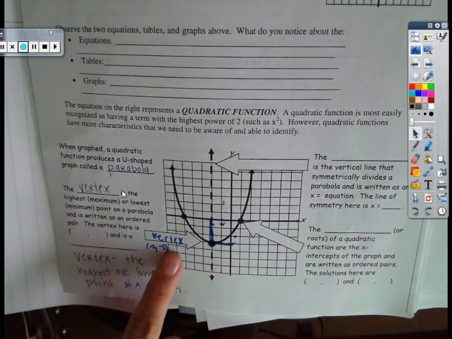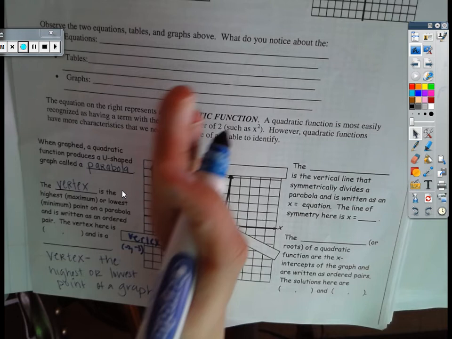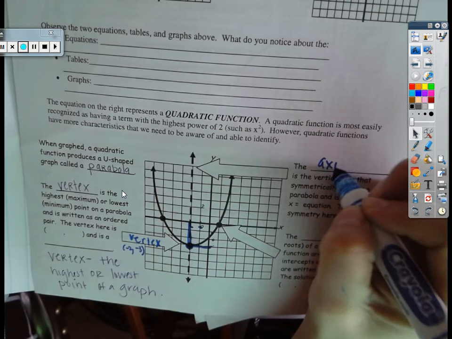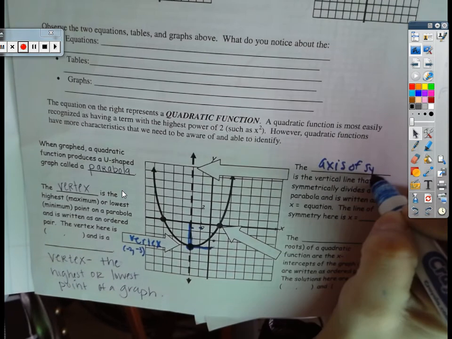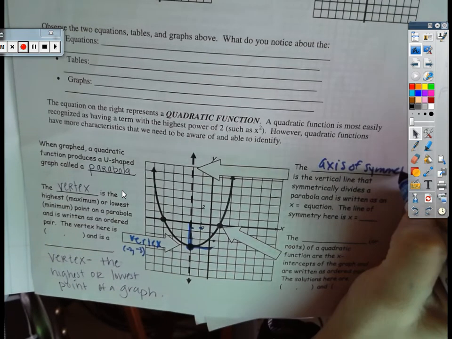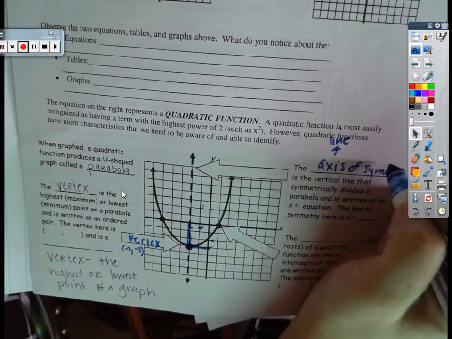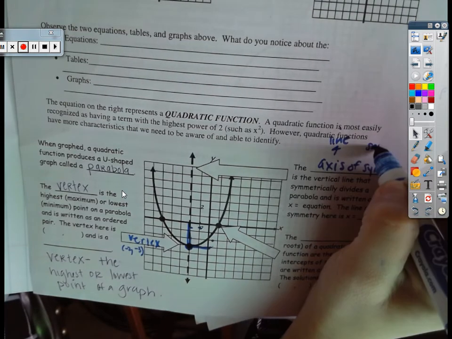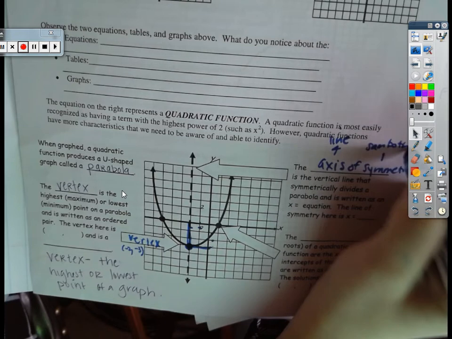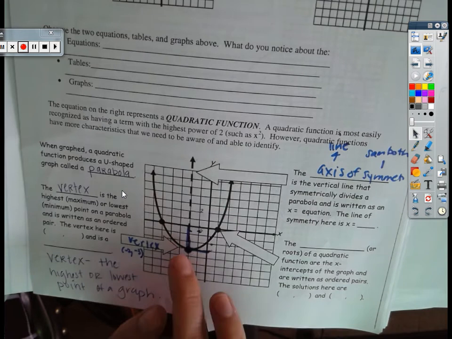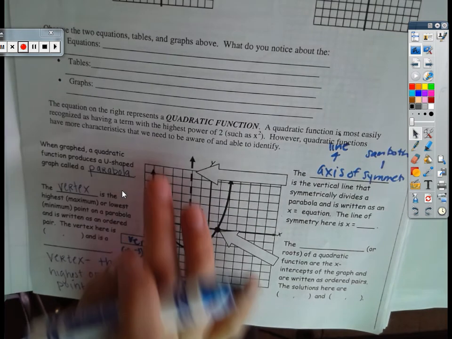Now, we have a line here. That's the axis of symmetry. Axis means it's a line. Symmetry means that it's the same on both sides. So that means that this side is the same as this side. They're symmetrical. They're the same.